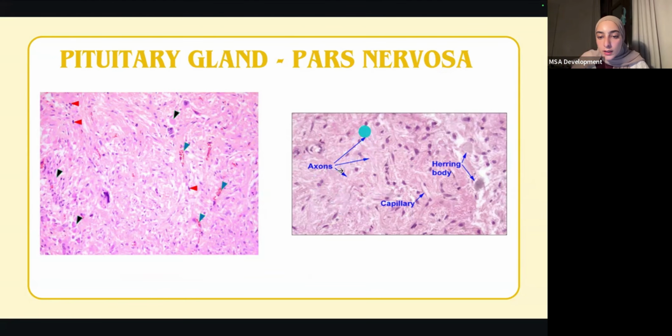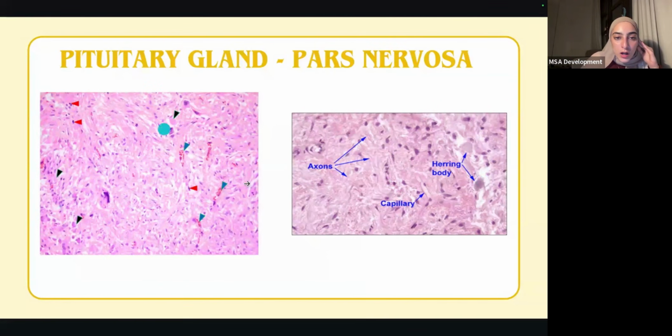These are axons, these like linings. Capillary. The purple cells are pituicytes, they're not labeled, but they're pituicytes. And these kind of like big circles, they look different color. They're Herring bodies, and what do they do? They store ADH and oxytocin.